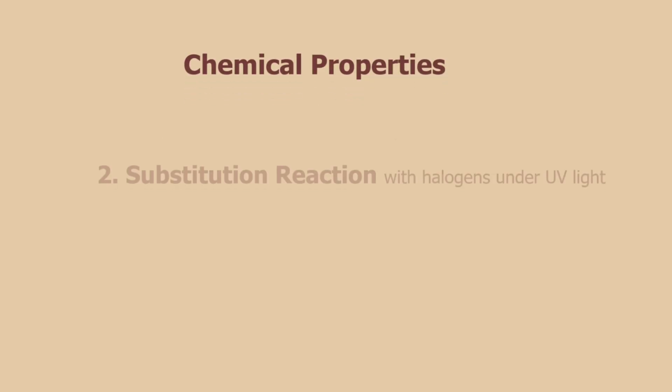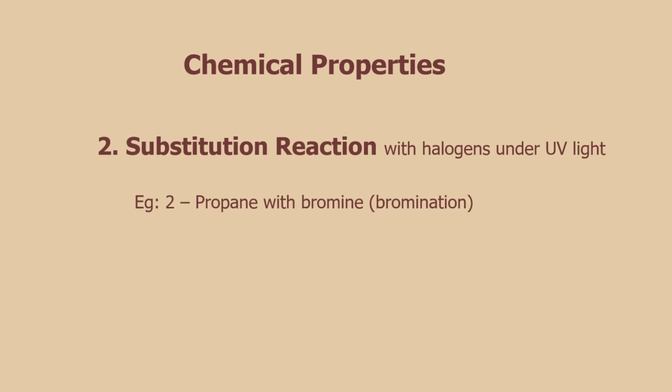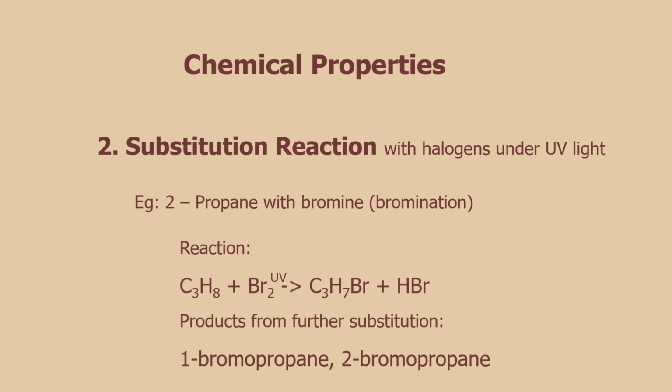Example 2. Propane with bromine, that means bromination of propane. When propane C3H8 reacts with bromine Br2 under UV light, a bromine atom replaces one hydrogen atom, forming bromopropane C3H7Br and hydrogen bromide HBr. The reaction for this is C3H8 + Br2 produces C3H7Br + HBr. This can result in multiple products depending on which hydrogen is replaced: 1-bromopropane or 2-bromopropane.